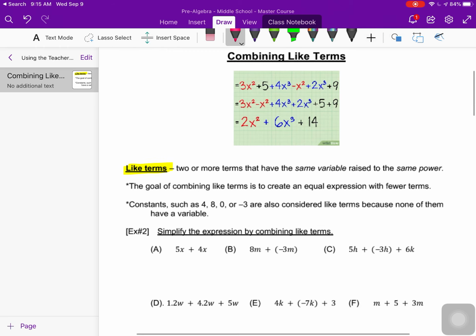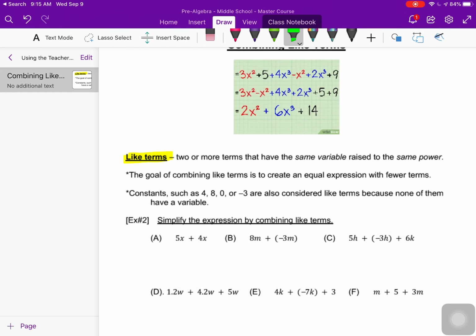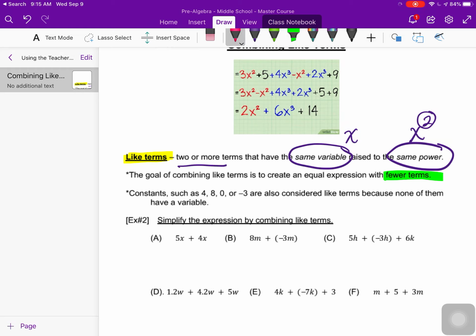So, like terms are two or more terms that have the same variable raised to the same power. That's important. A variable, remember, is like a letter x, and a power is like x squared. The 2 would be the power. The goal of combining like terms is to create an equal expression with fewer terms. Okay, we're trying to simplify this big, ginormous expression into something a little bit more manageable.